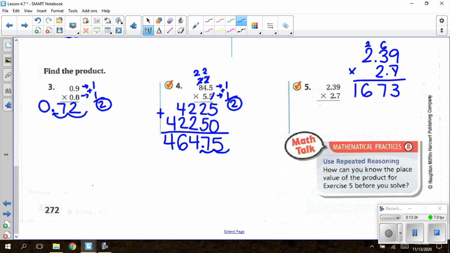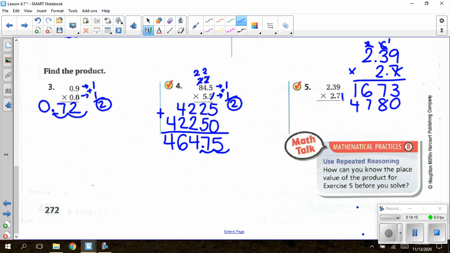So now I'm going to cross off everything that I am finished with. And then I'm going to drop a 0, and then multiply the 2 out. So 9 times 2 is 18. Drop the 8, regroup the 1. 2 times 3 is 6, plus 1 is 7. And then 2 times 2 is 4. So next, I need to add my partial products together. Sorry, my board is acting up on me.